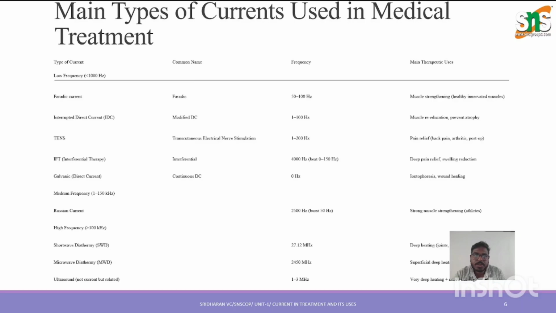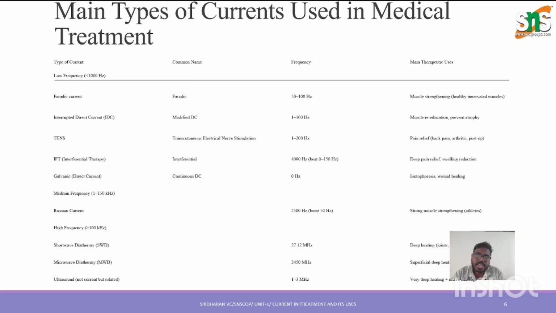Second, we're going to see about the IDC. IDC is the interrupted direct current, which is also called the modified direct current. The frequency for the modified direct current is 1 to 100 hertz. This type of current has therapeutic effects in muscle re-education, and it also helps in preventing atrophies. Next, TENS is transcutaneous electrical nerve stimulation. Here, the frequency lies between 1 to 200 Hz, which mainly helps in pain relief for treating back pain, arthritis, and post-op.